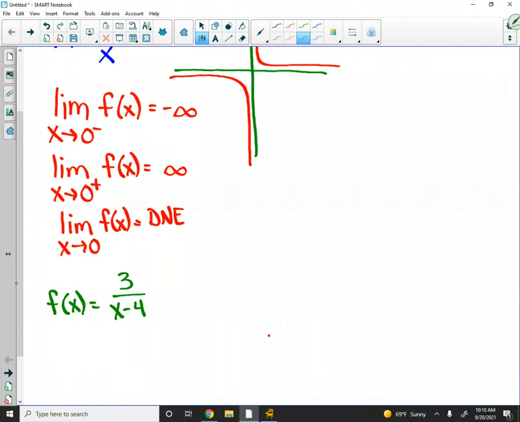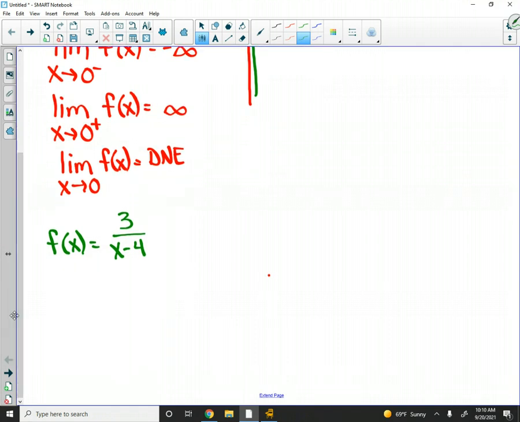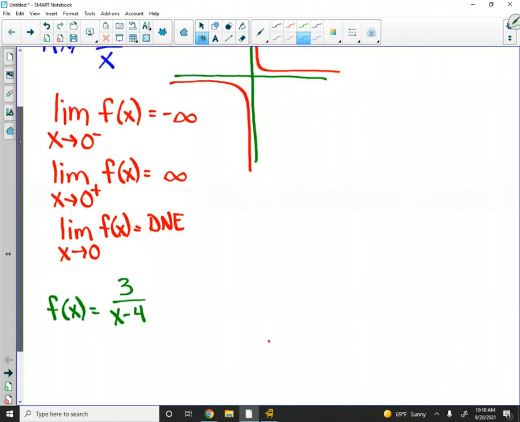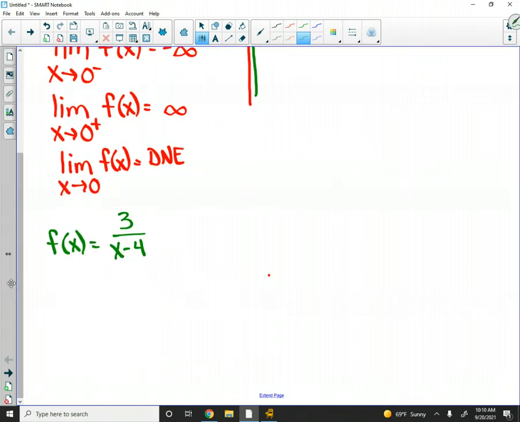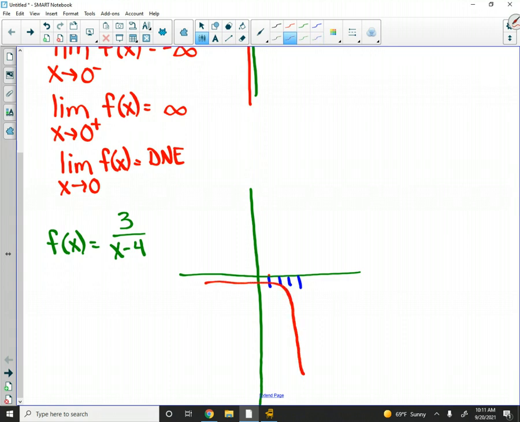So what we're going to do, we're going to try to graph this. We're going to take our parent function, but we're going to move it to the right 4. So I'll go, and then it looks like this. So just a horizontal shift 4.